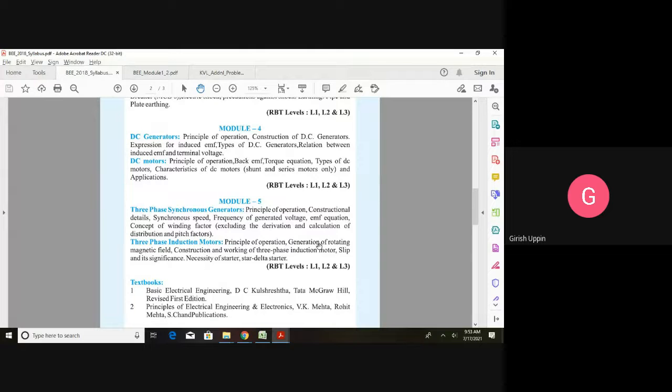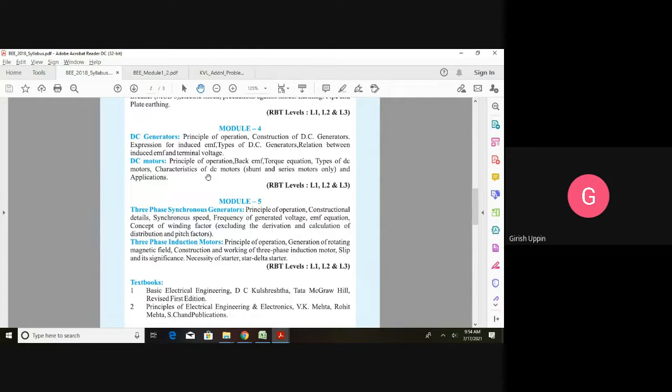Please focus on that. Then construction and working of a three-phase induction motor. Construction is important. Prove that three-phase power given to three-phase winding will create a rotating magnetic field. That is an important question. Then induction motor, slip and its significance, necessity of a star delta starter. So those are the things. These are very simple theory and easy problems. Simple problems are there that you can easily manage.